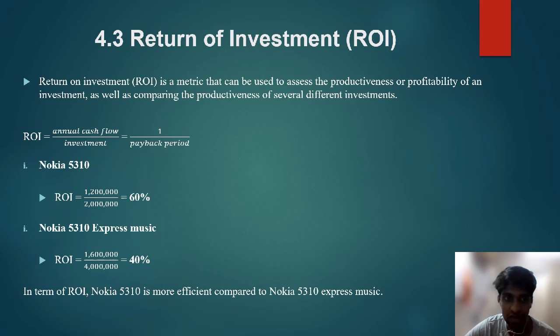Now if you take a look at the ROI for Nokia 5310, as we calculated at about 1,200,000 divided by 2 million, we got the ROI at about 60%. Whereas for Nokia 5310 Express Music, which we calculated the ROI at 1,600,000 divided by 4 million, we got the ROI at about 40%. So in terms of ROI, the return on investment, we get to know that the ROI for Nokia 5310 is more efficient, which is 60%, compared to the ROI that we get back from Nokia 5310 Express Music, which is only about 40%.